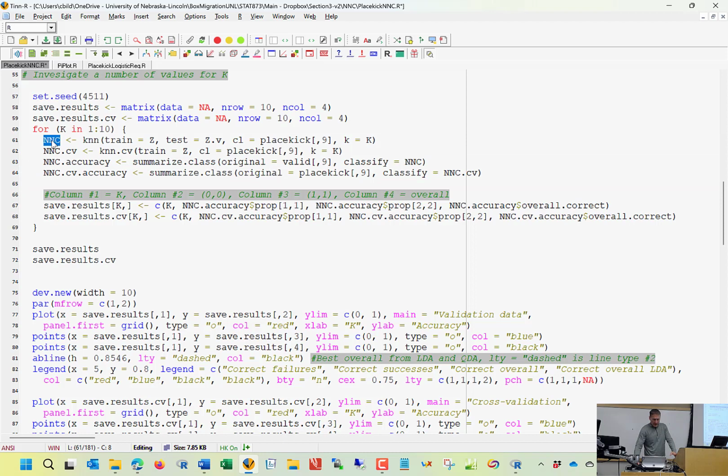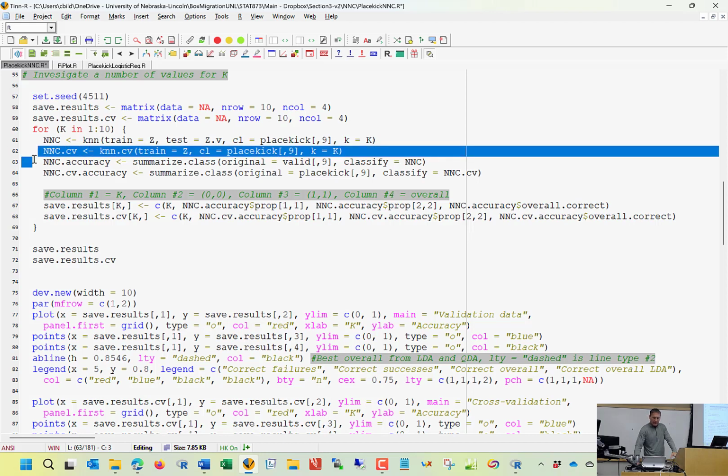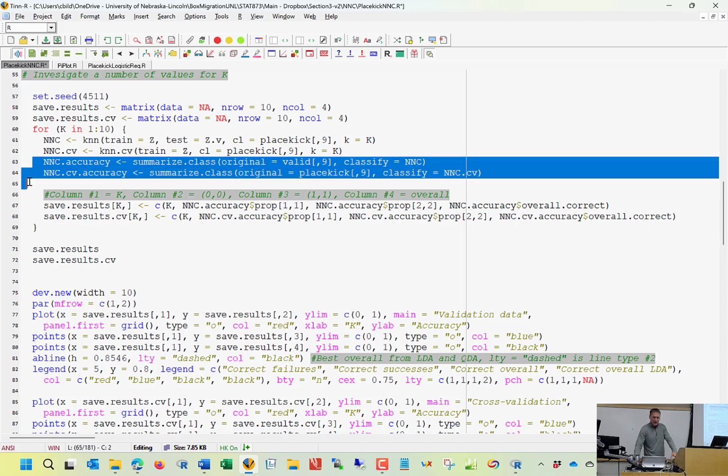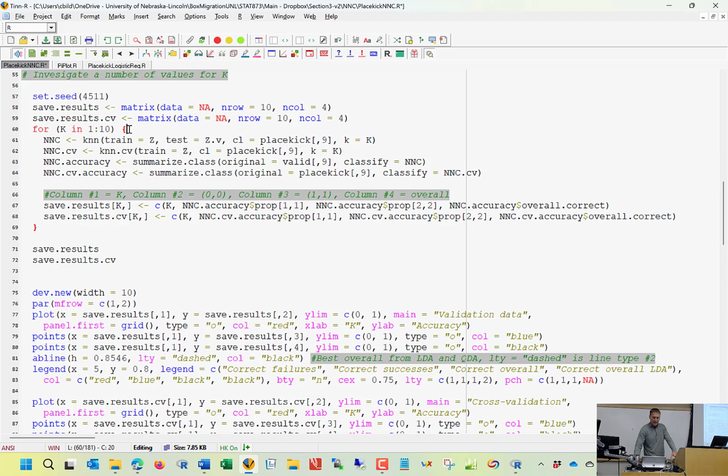So NNC is going to get the results from using the KNN function. Notice I use test equals z.v. Notice also for the K argument, I put in this capital K because that's what my for loop is iterating over. I do a very similar thing for cross-validation. And then look at what I'm doing here. I'm going to use the summarize.class function to save the results.